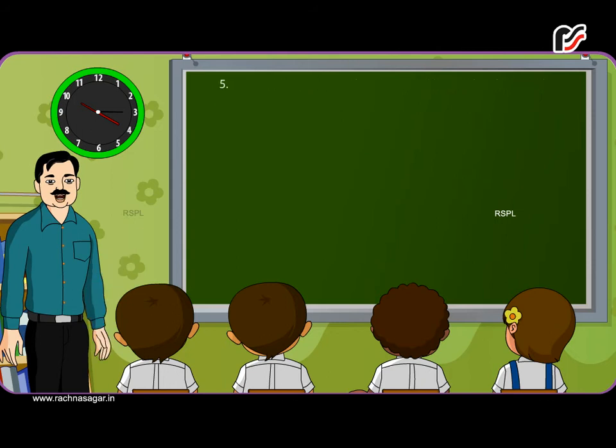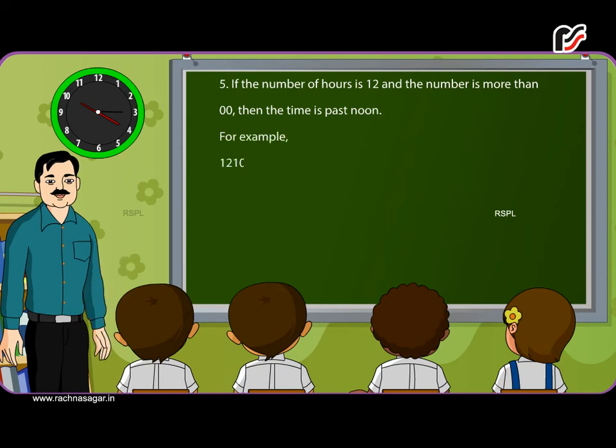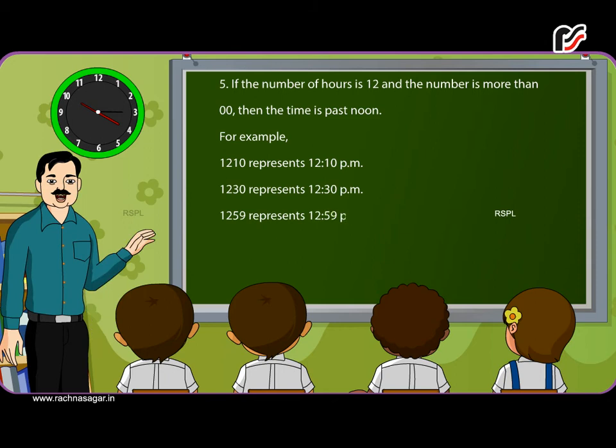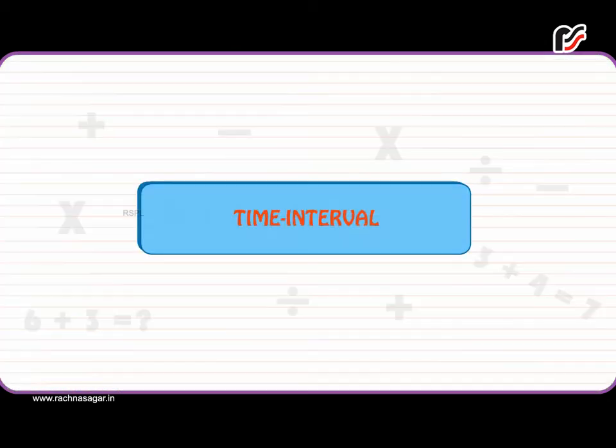5. If the number of hours is 12 and the number is more than 00, then the time is past noon. For example, 1210 represents 12:10 PM. 1230 represents 12:30 PM. 1259 represents 12:59 PM.